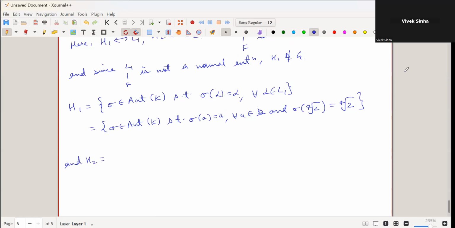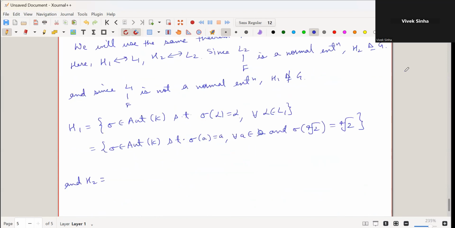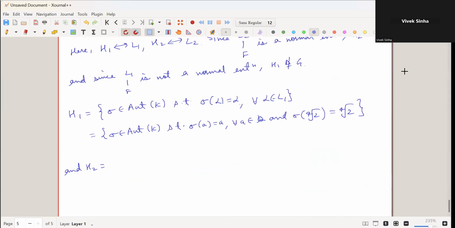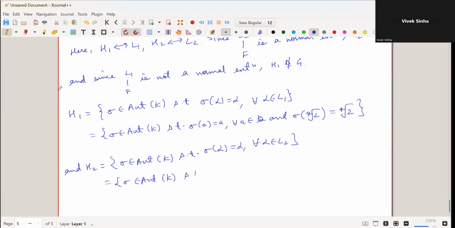And H2 is similarly, okay, I will just copy paste this part, oh, it can't be copy paste. I have to write it again. So this is sigma belongs to Aut of K such that sigma of alpha equal to alpha for all alpha belongs to L2, and L2 is generated by Q and iota. So this is the group that will fix all Q and iota, right?